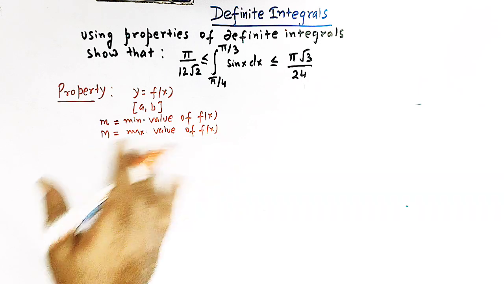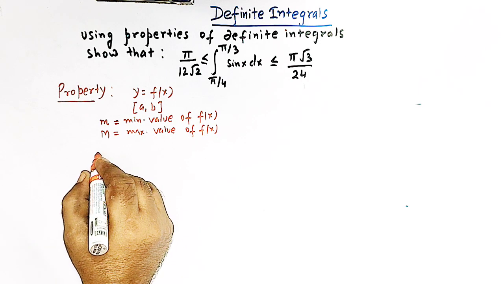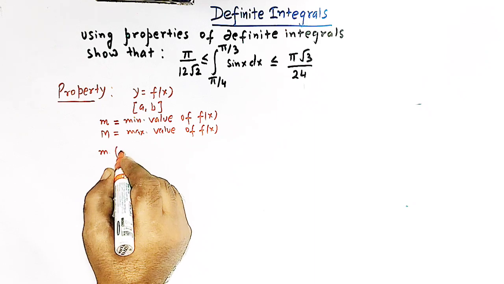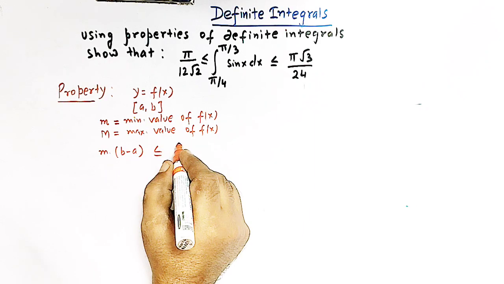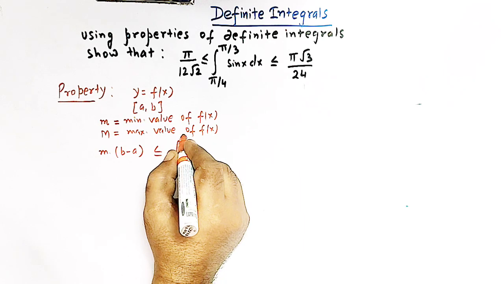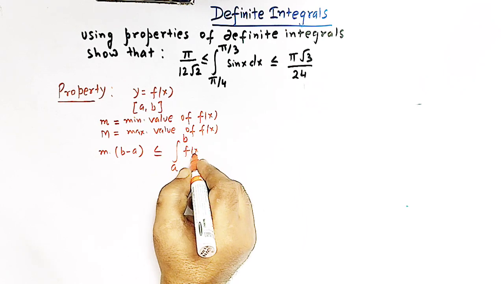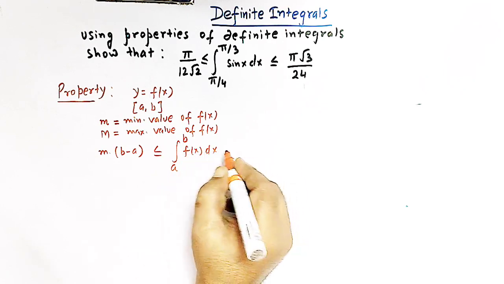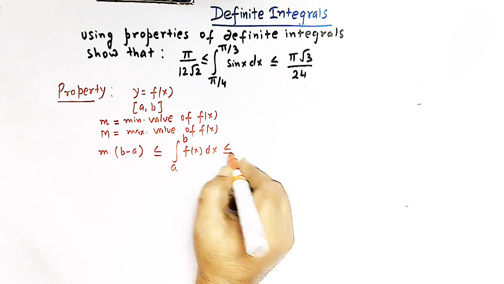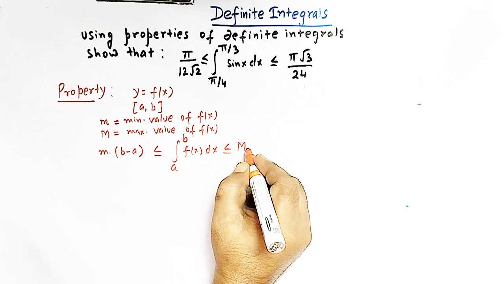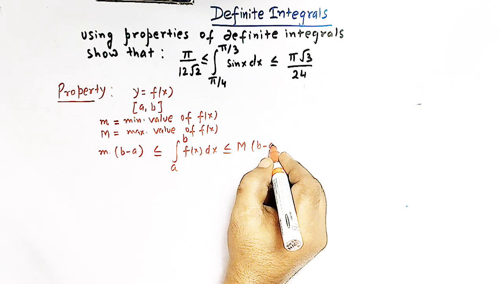So here we have the property that is m times b minus a is less than or equal to the integral from a to b of f of x dx, and this integral is less than or equal to capital M times b minus a.